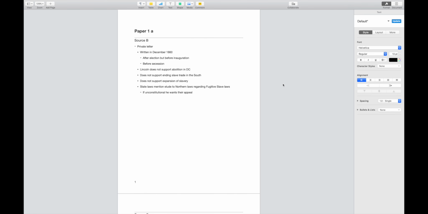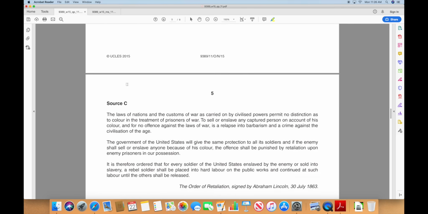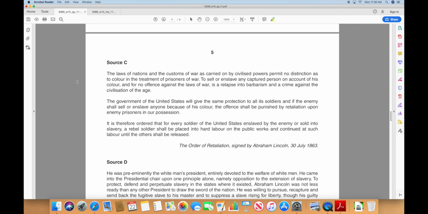So what we're going to be looking at here in source C is how they compare or contrast to Lincoln's policies at the time of his election. Now let's look at source C. So once again, what I like to do first is look at where it's coming from. This is the order of retaliation signed by Abraham Lincoln on the 30th of July, 1863. So 1863, what we know here is that this is 2 years into the American Civil War.